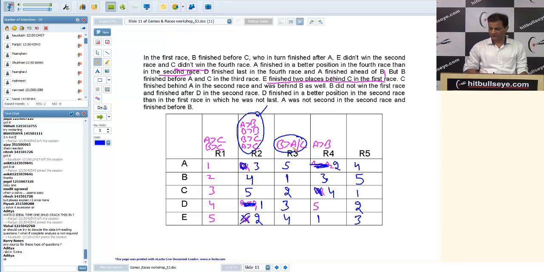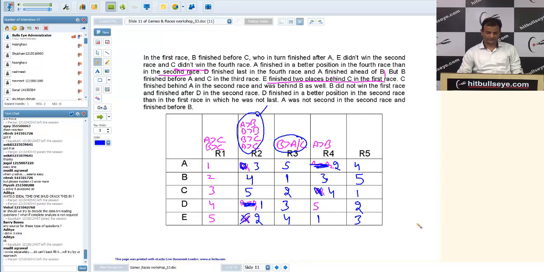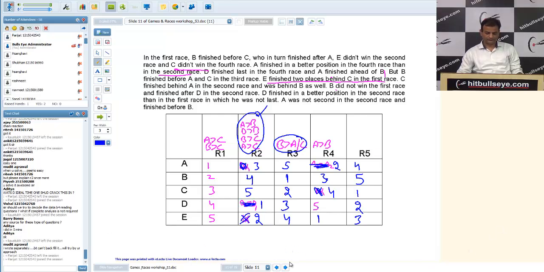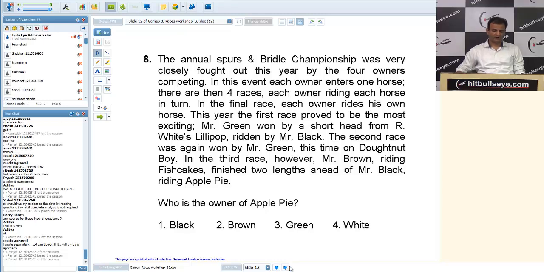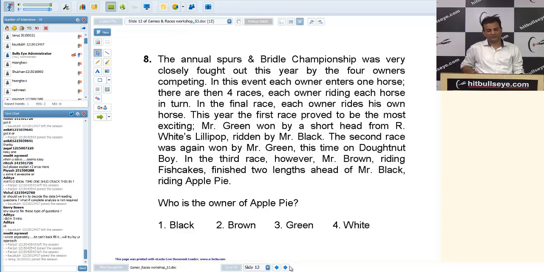Clear? Now just do another block. This is again from the XAT exam. Small block again, just try to make the grid in tabular form. Just go through, students. 8 to 10 minutes are again there.